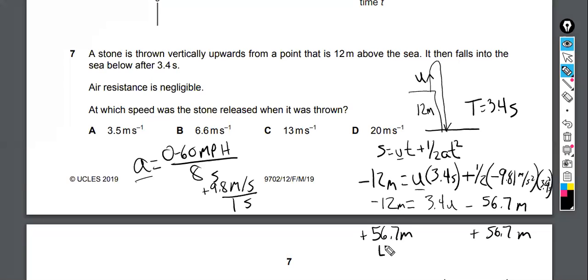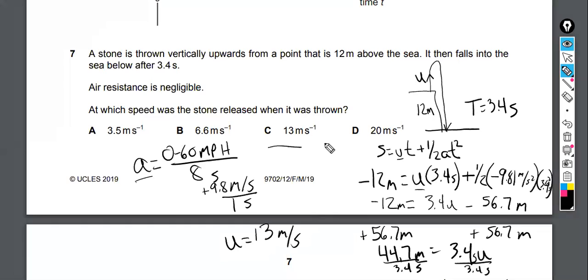Gives me 44.7 meters equals 3.4 U. Remember that this is seconds, right? This was the 3.4 seconds of time. So when I divide by 3.4 seconds, I get meters per second, which are indeed units of velocity. And so the velocity would just be 44.7 divided by 3.4, which hopefully is an answer choice up there. 13 meters per second, short.